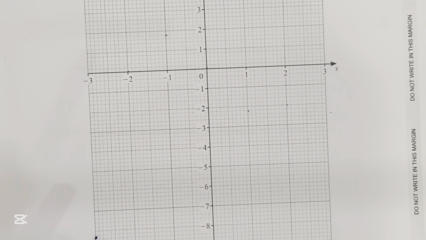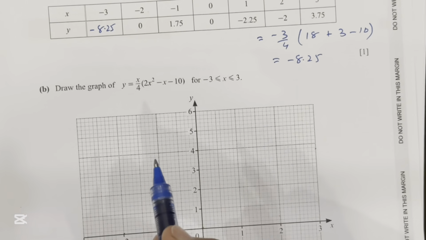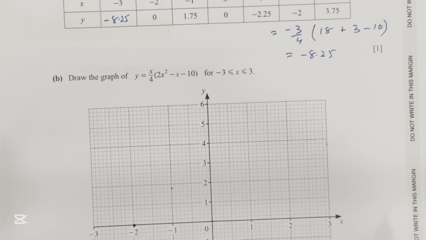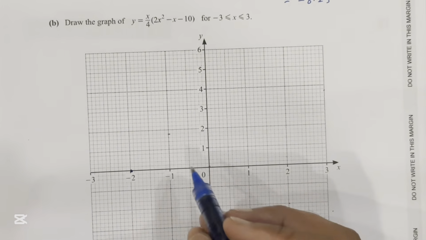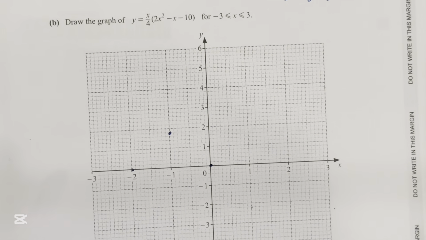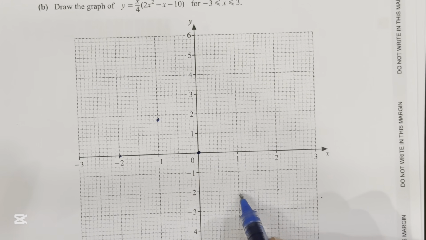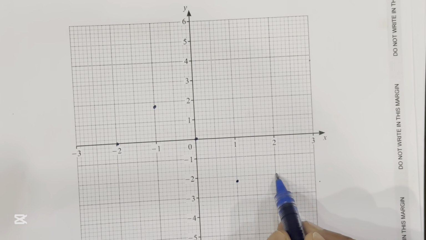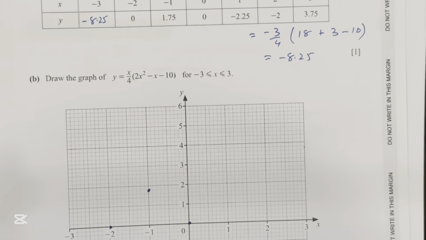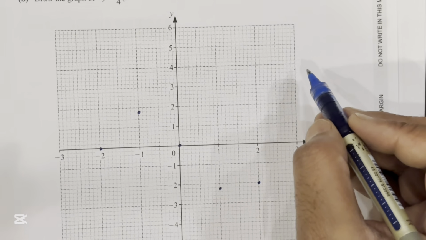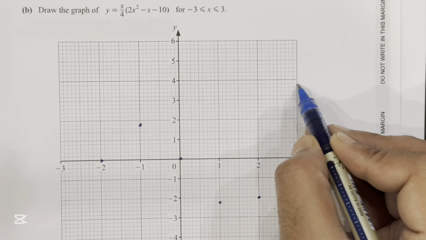Okay, now you can see minus 3. At minus 2 the value is 0. You can see at minus 2 the value is 0. So this is your point. Next point is at minus 1, the value is 1.75. So at minus 1 the value would be 1.75, and at 0 the value is 0, and at 1 the value is minus 2.25, and at 2 the value is minus 2, and at 3 the value is 3.75. So you can check 3. At 3 the value is 3.75, so it would be almost over here.